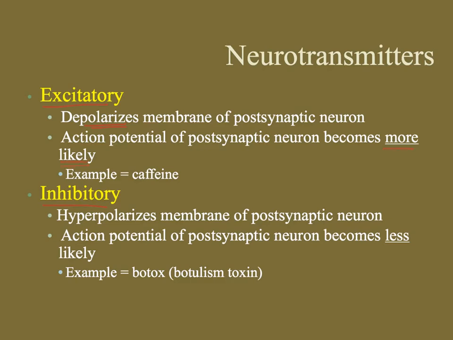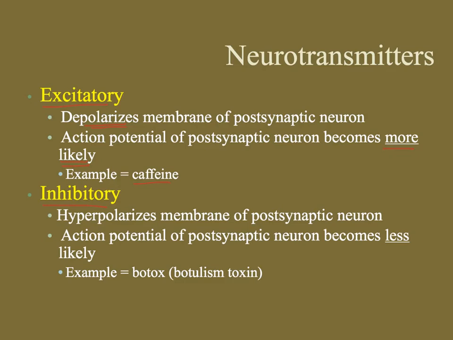A very common example of an excitatory neurotransmitter, because other substances besides what our bodies create can act as neurotransmitters, is caffeine. Caffeine is an excitatory chemical. It makes our neurons more likely to respond, which we interpret as feeling more awake. We respond more quickly to the stimuli in the environment.